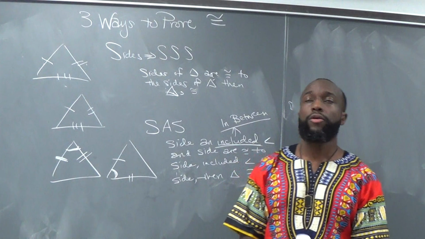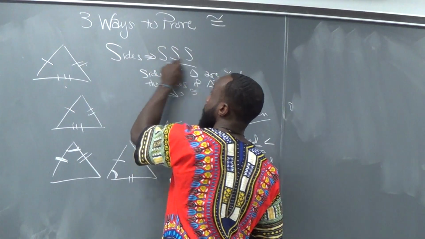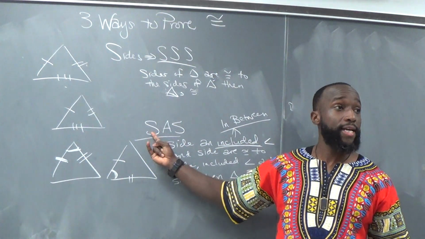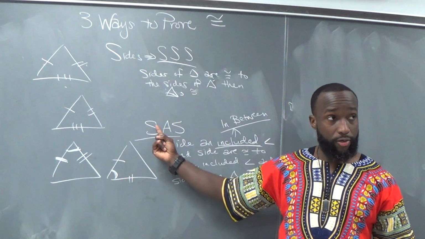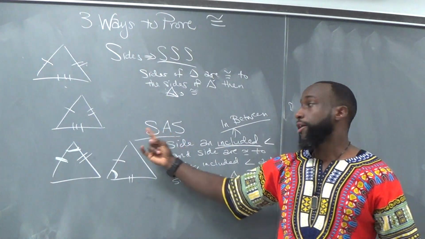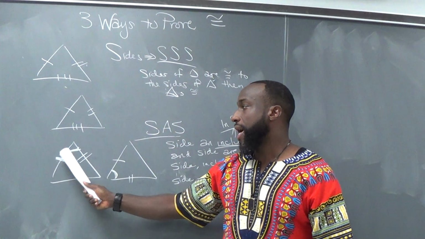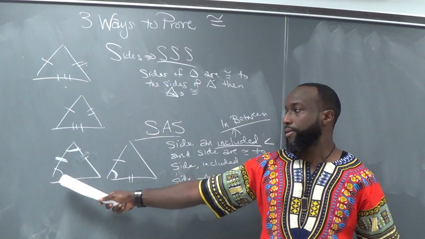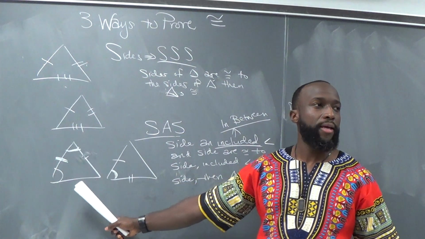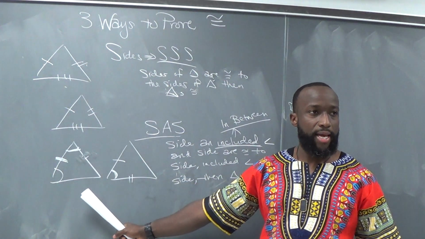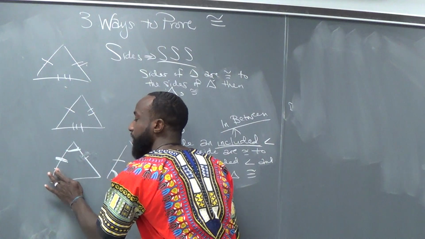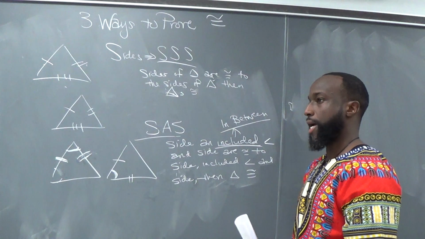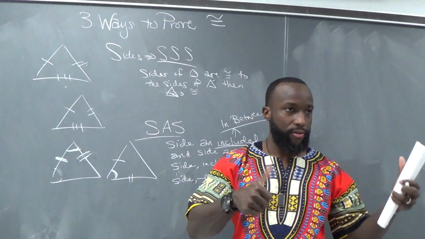Side, angle, side. These acronyms, these letters, represent an order of congruency. So one side is going to be congruent, a pair of angles is going to be congruent, and then a side is going to be congruent. But they're going to be in order. If the angle was here, this wouldn't be side, angle, side. Does everybody understand that? It has to read just like it says. Everybody good so far?